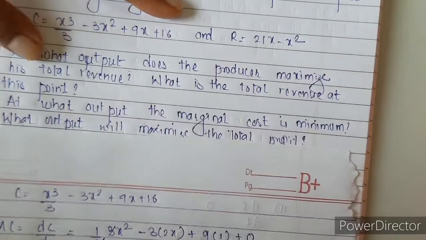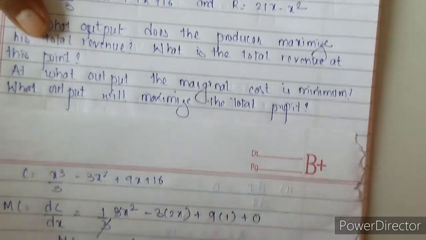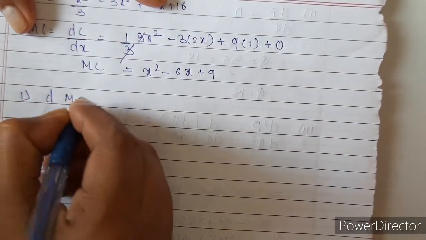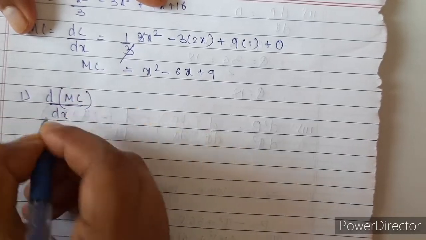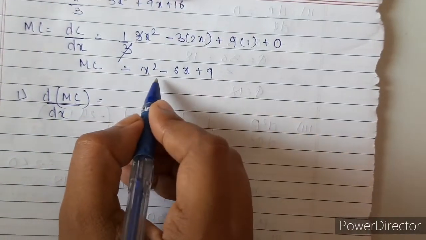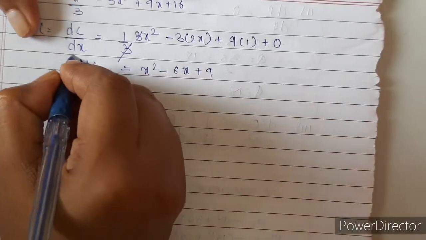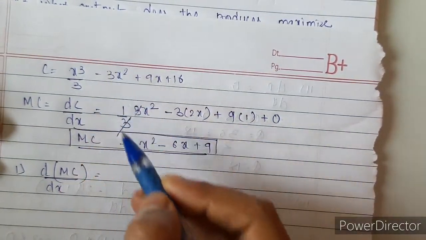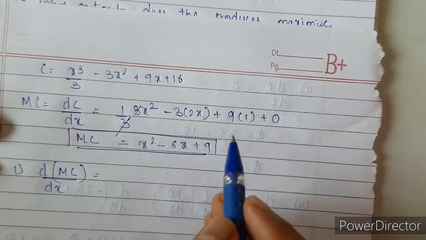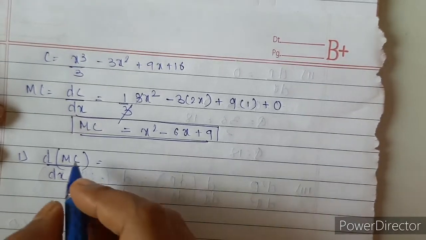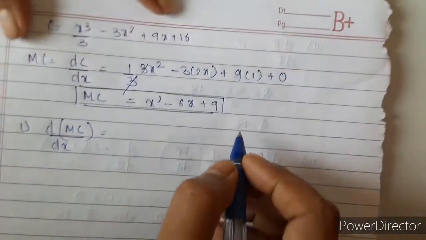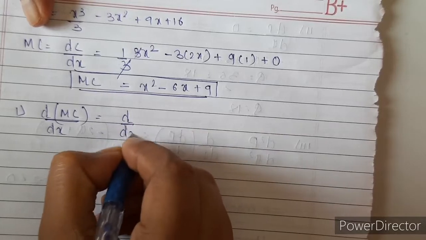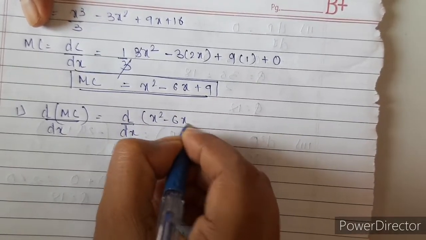Okay. Now we have to check at what point marginal cost is minimum. So first step is we have to find derivative of marginal cost with respect to output. The first function we have is cost. From cost we are finding marginal cost, and now we have to check at what output our marginal cost is going to be minimum. So first thing is we have to find derivative of marginal cost, so it is derivative of this function x square minus 6x plus 9.